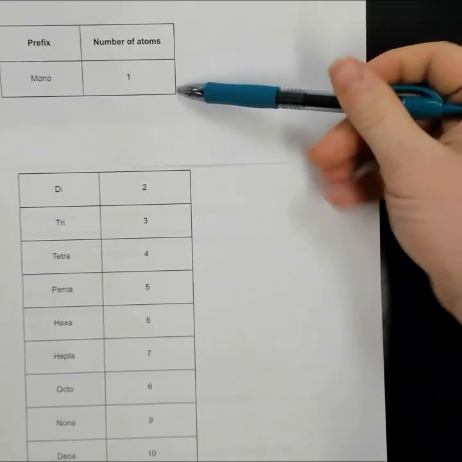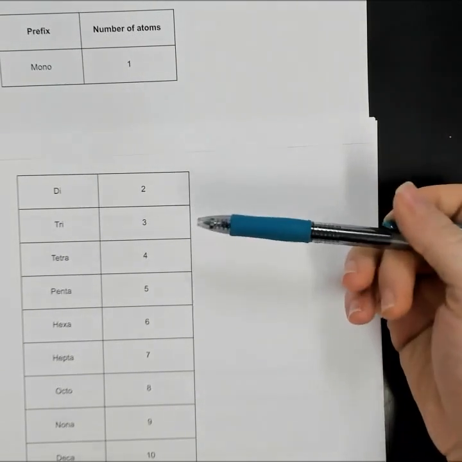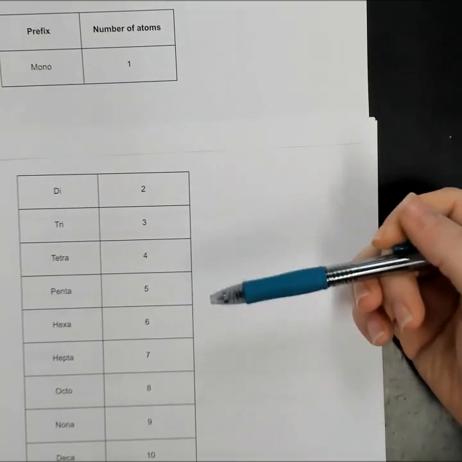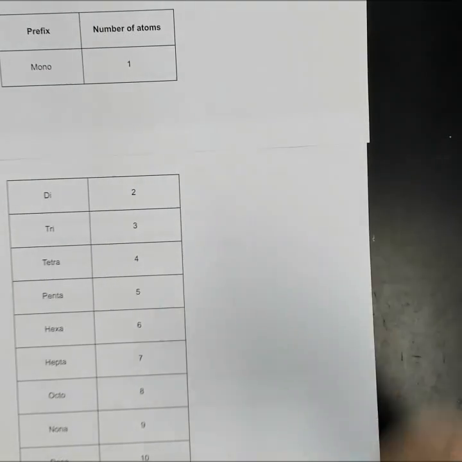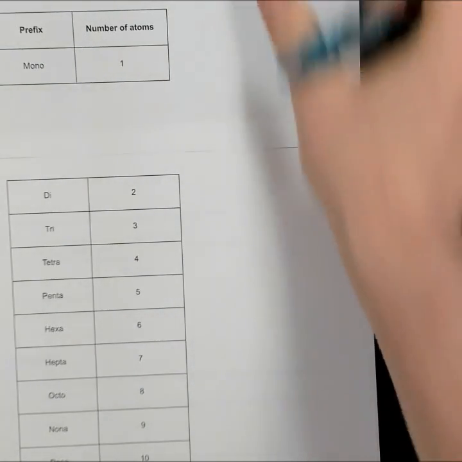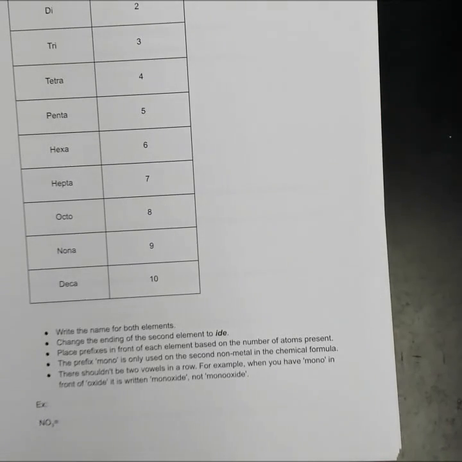So when we have an atom count of 1, we say mono. 2, we say di in front of it. So if you have that SO2, we would say dioxide. 3 is tri, tetra. The only thing we're doing when naming covalent bonds is putting a prefix in them, and we're still going to take off that ending and put the "ide." So in order to do this, we write the names of both elements, change the ending of the second element to "ide," then place prefixes when we need to based on the number of atoms.